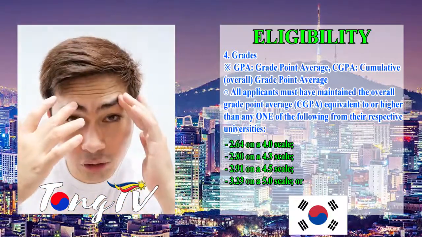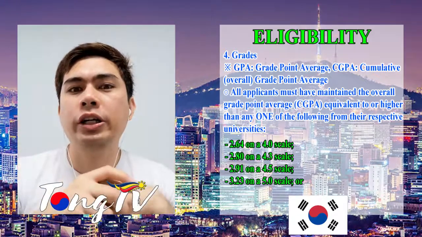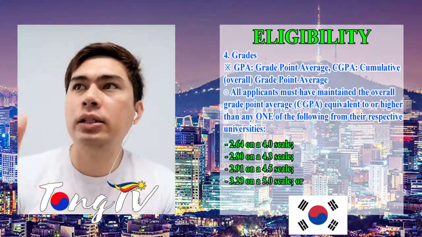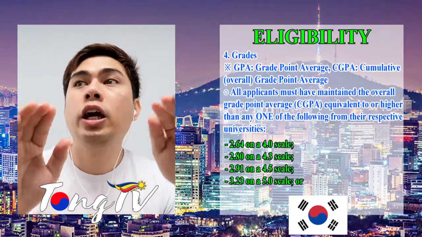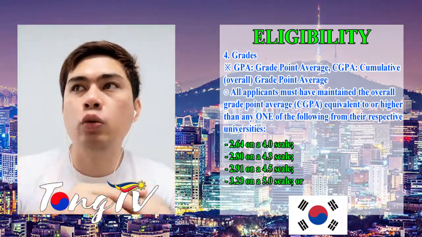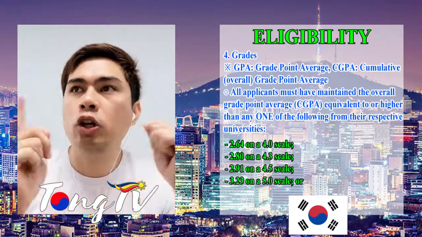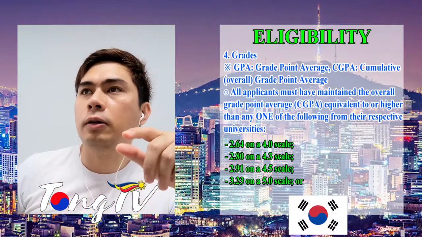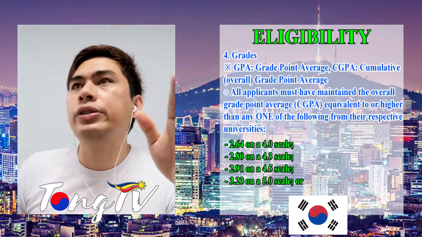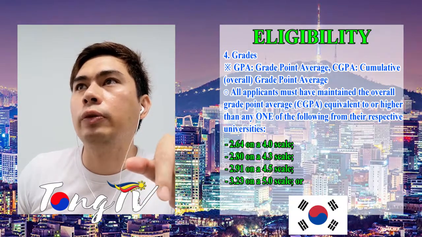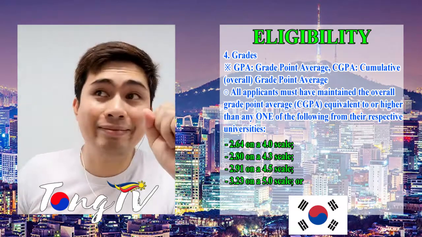So it means that you cannot have a failing grade, because there's a scale for that. All applicants must have maintained an overall grade point average, or CGPA, equivalent to or higher than any one of the following from their respective universities. These are the scale: 2.64 on a 4 scale. When you say 2.64, if I look in our Appendix A, 2.64 is 80%.